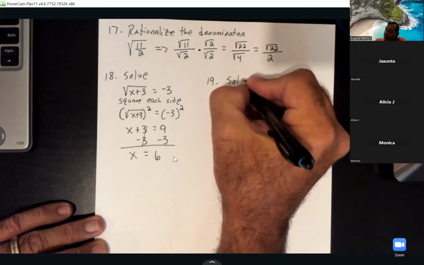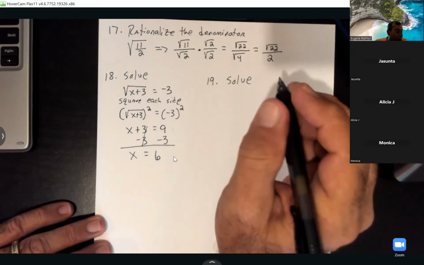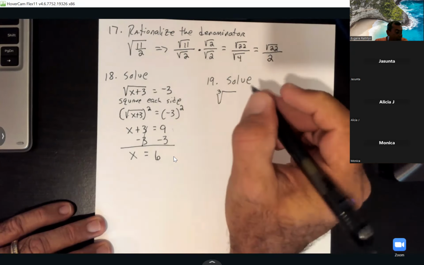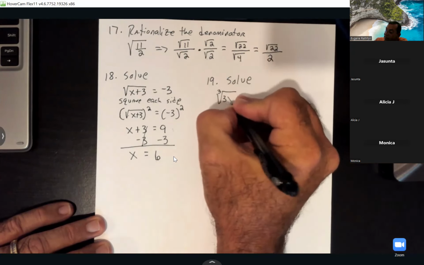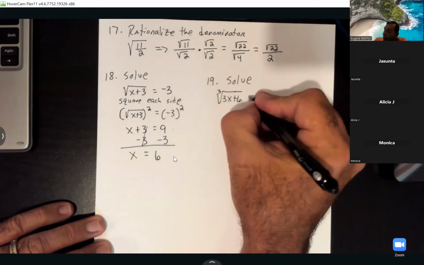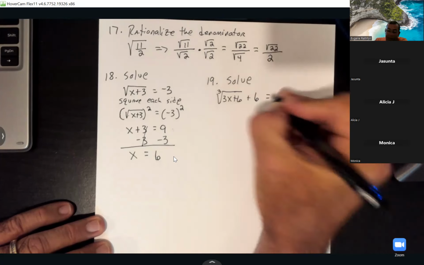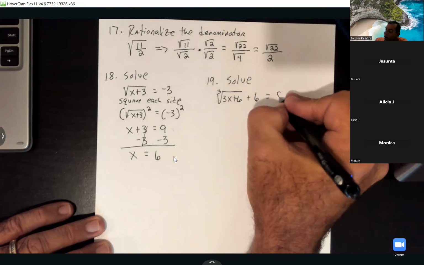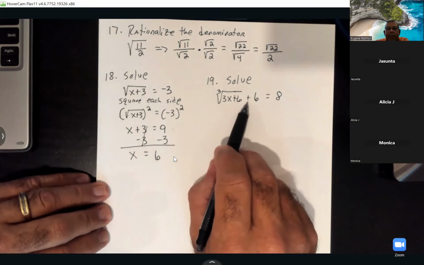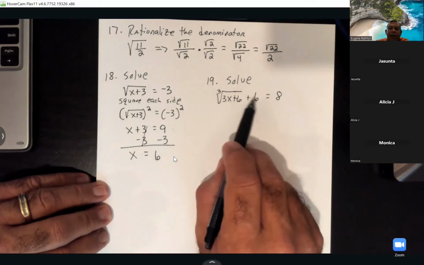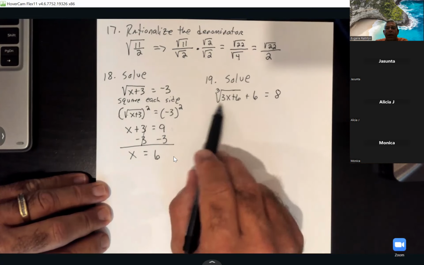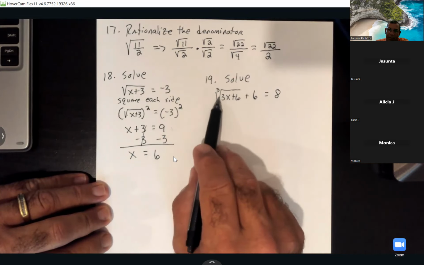So let's solve a cube root. We got the cube root of 3x plus 6, plus a 6, is going to equal 8. So notice this plus 6 right here is not under the radical, so I need to get it moved to the other side. I want this radical here all by itself.